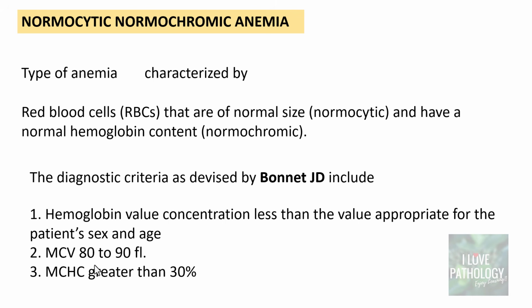What is important is remember mean corpuscular hemoglobin concentration has to be normal. The normal reference range is around 32 to 36 percent, but still it can be less than 32, but not less than 30%. So MCHC has to be more than 30%. If it is less than 30%, then definitely it is more towards hypochromic. It cannot be normochromic. That's very important, right?